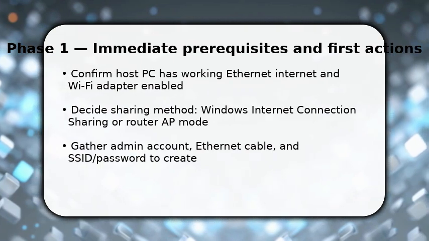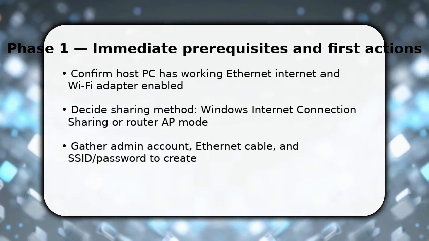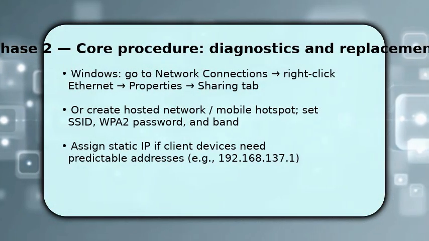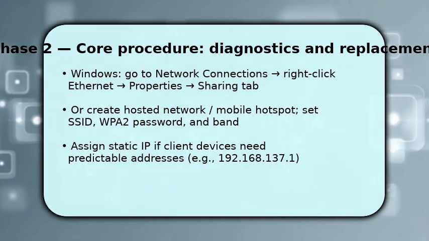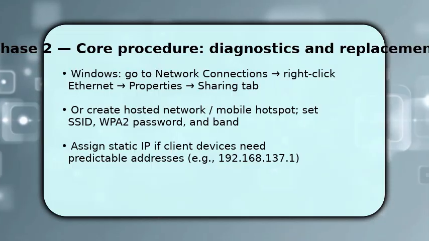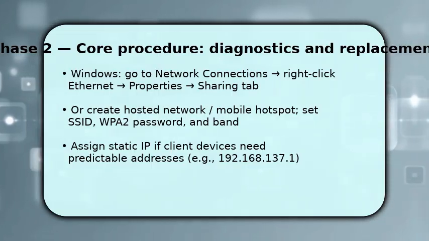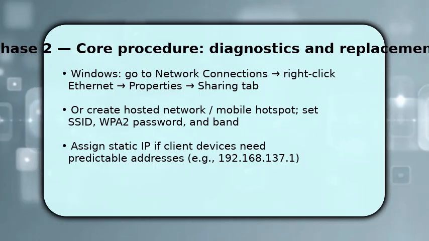Now configure the sharing feature. In Windows, open Network Connections, right-click the Ethernet adapter, choose Properties, then Sharing, enable Allow other network users to connect, and pick your Wi-Fi adapter. Alternatively, create a hosted network or use mobile hotspot.